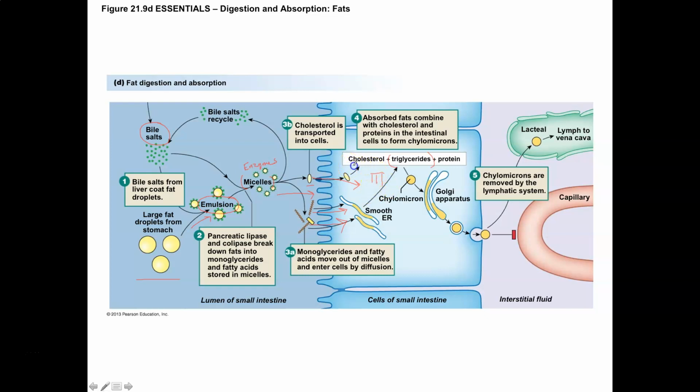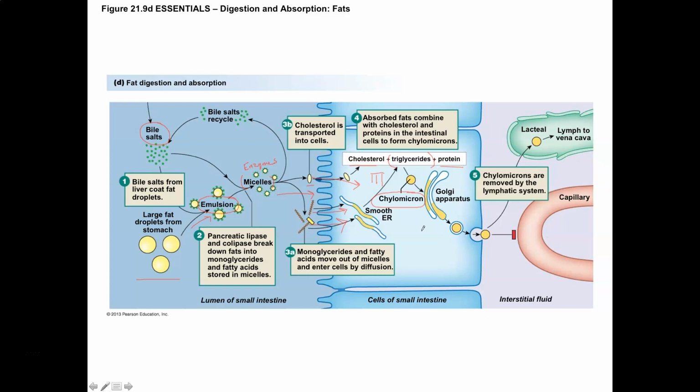And then you have your cholesterol that's been absorbed. And then we have protein within the epithelial cells. So what we see happening is we see the cholesterol and the triglycerides and this protein in the epithelial cells being combined together to form a new structure. And the new structure that we're forming inside the epithelial cells is this chylomicron structure. So chylomicrons are created inside of the epithelial cells.